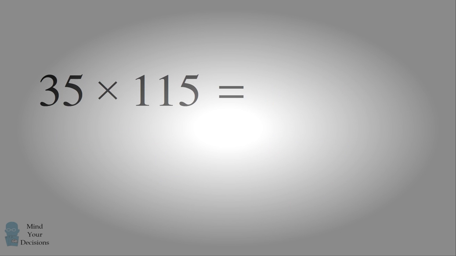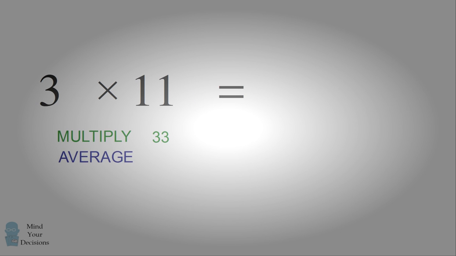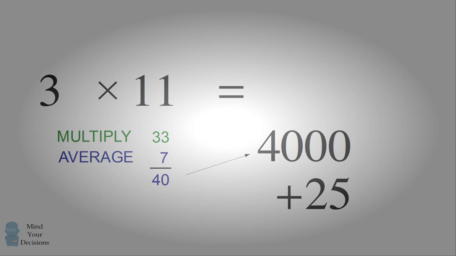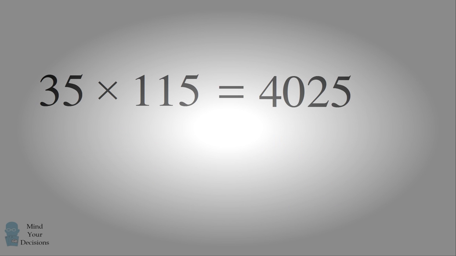You can also do this for numbers which have more than 2 digits. Let's say you want to do 35 by 115. Both of these numbers end in the digit 5. So we cover up the 5, and we only need to do the calculation for the leading digits. The product of 3 and 11 is 33. The average of 3 and 11 is 7. Adding these together, we get 40. We then multiply by 100, and finally we add 25. This gets a result of 4,025, and that's the answer of 35 times 115.